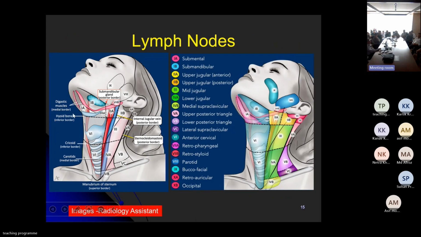Amongst all the nodes in the levels, I think only the retropharyngeal and some of the deep-seated retrostyloid nodes are not seen on ultrasound, but they are considered as level 2 nodes. The rest of the nodes, I think we all tend to see. The central compartment is something which we tend to see carefully in esophageal and thyroid cancers. Otherwise, the rest of the areas are mainly focused for squamous cell carcinomas.